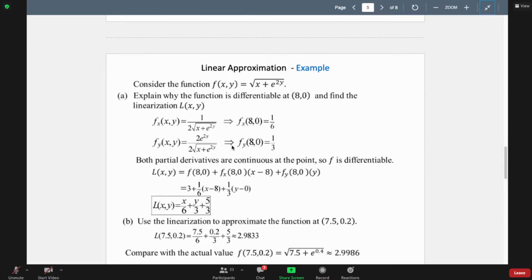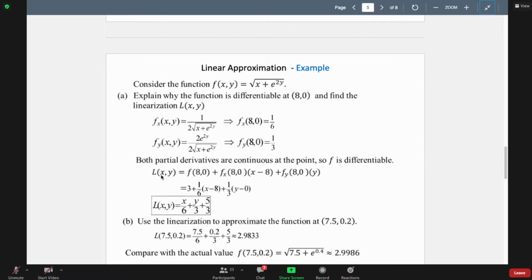And of course, the values of those things at the point (8, 0): fx is 1/6, fy is 1/3 at this specific point. Easy to check. Again, both partial derivatives are continuous at the point, so f is differentiable.